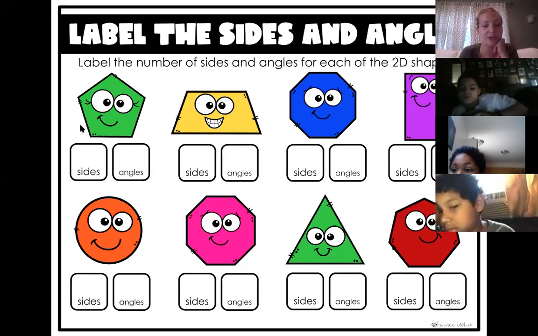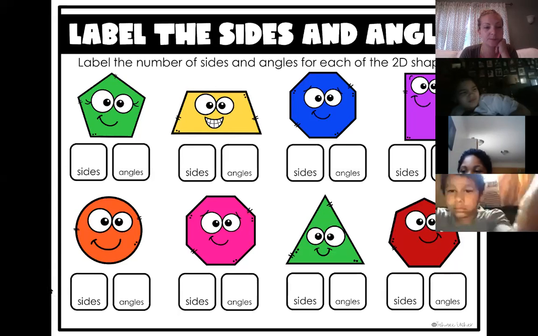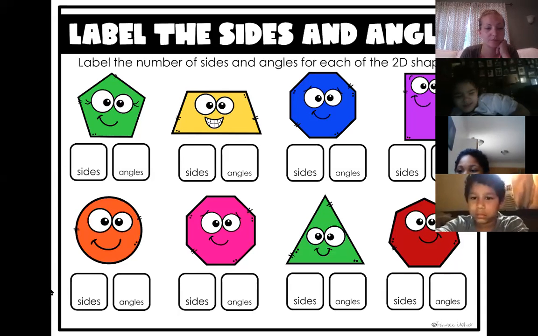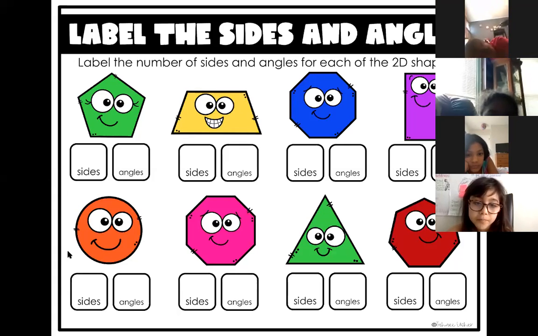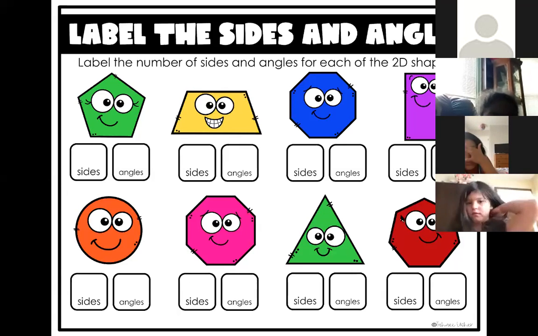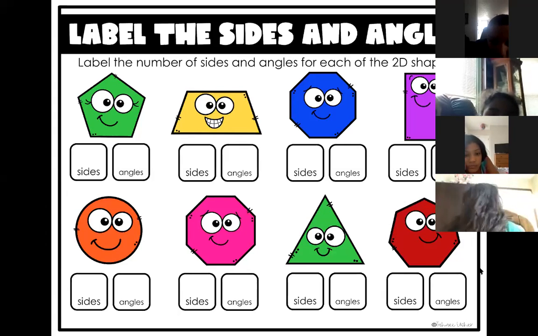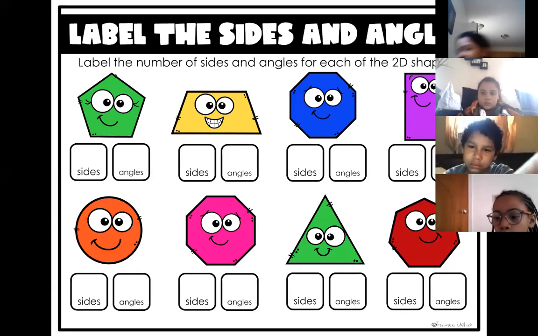Can I have somebody help Jonna out? How many angles do you see on that red shape down there? Amanda, can you help us? What do you see? I want to help. On the circle or on the other red? On this red shape here at the end. Angles, right? Yep. 6, 8, 8.